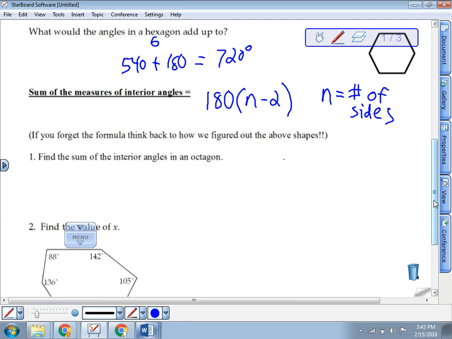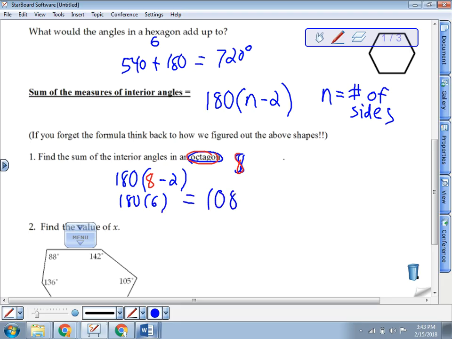So find the sum of the interior angles in an octagon. Well, an octagon is 8-sided, so I'm just going to use our formula right there. I'm going to take 180 and times it by n, which in this case is 8. So again, octagon, 8 sides, so I'm going to plug in an 8 here. And then I'm going to finish out the rest: minus 2. Well, 8 minus 2 is 6. So it's just 180 times 6. And when you do that, you're going to get 1080 degrees.